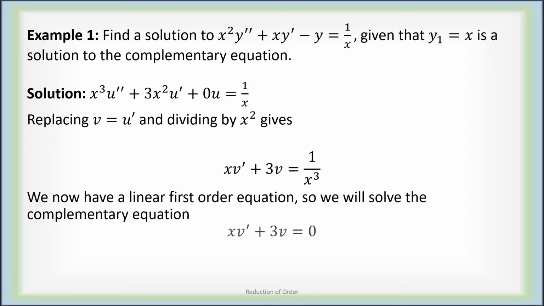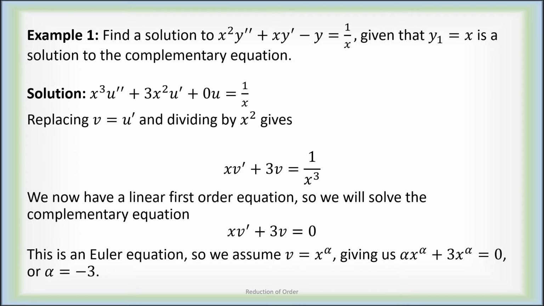So we can solve the complementary equation xv prime plus 3v equals 0. That's an Euler equation. Notice it's a pretty simple one. We have a first derivative and multiply it by x, and then this is left alone. So how do we solve Euler equations? We assume the solution is a power of x and see what happens. Here we would have xv prime. Here is 3v. And we see that this is directly solved by letting alpha equal negative 3.